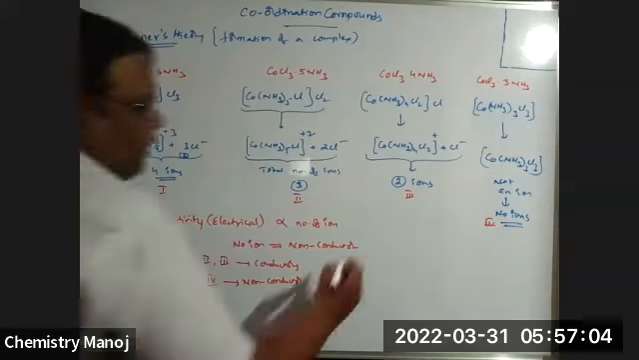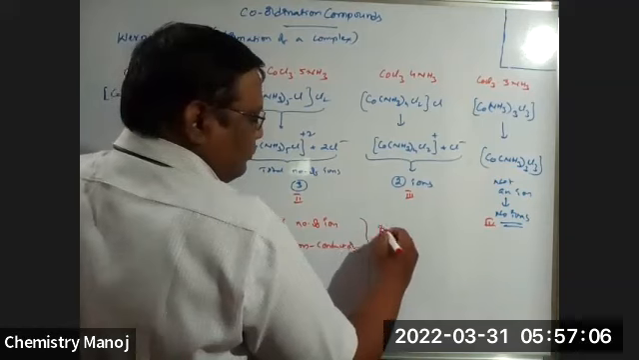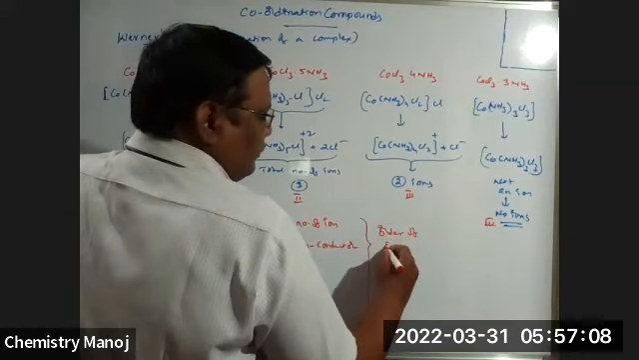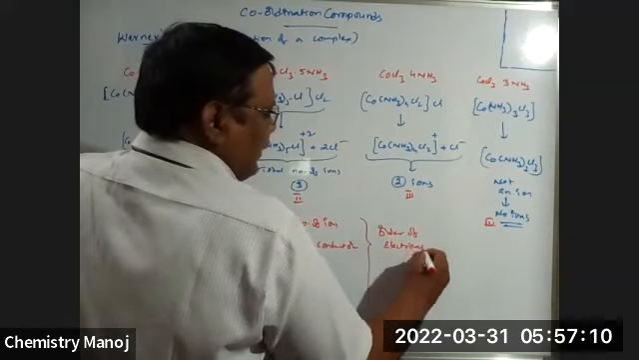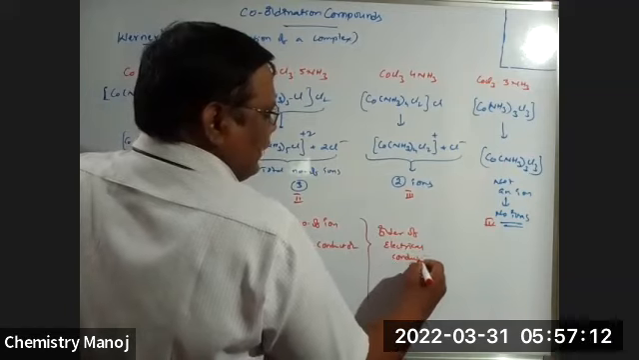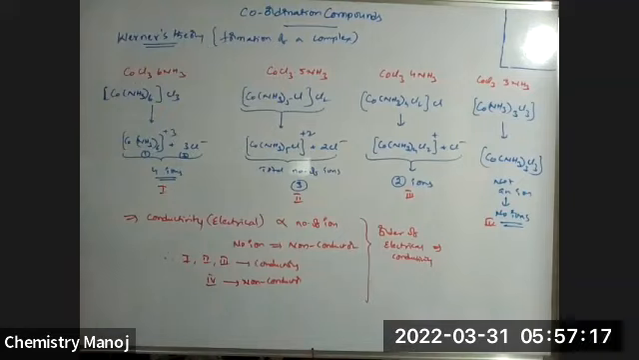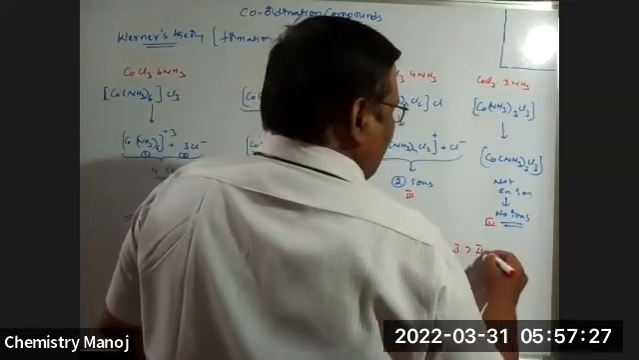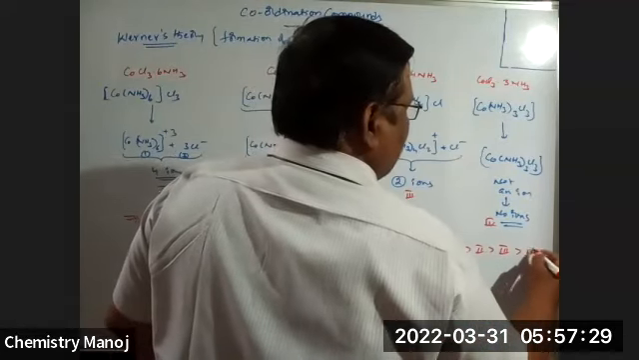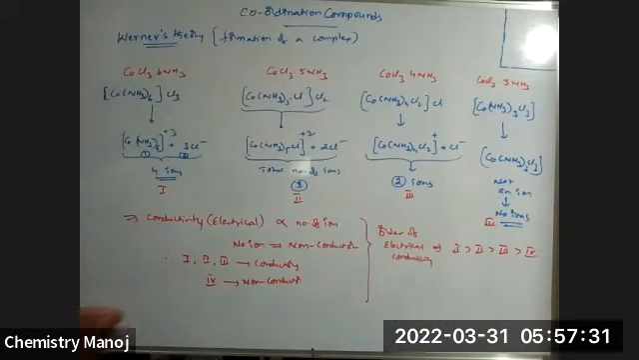Now, order of electrical conductivity, my dear. Tell me, what is the order? Which one is the good conductor? 1 greater than 2 greater than 3 greater than 4. Correct? That is the order of conductivity.